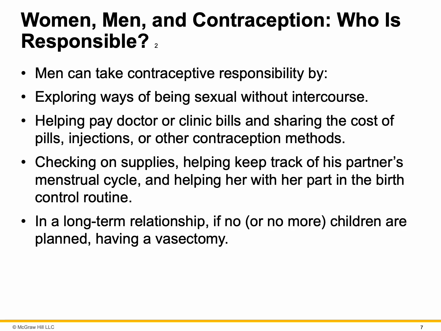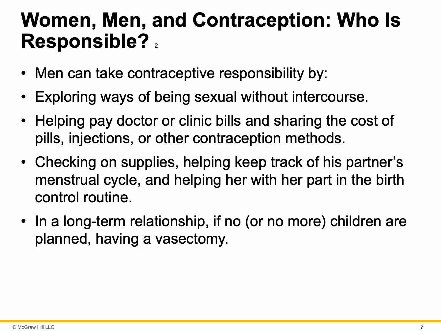There are a number of ways that men and other partners can take contraceptive responsibility in the relationship. So these include exploring ways of being sexual without intercourse. So this could include mutual masturbation, oral sex, or the use of sex toys. We talked about all these different things in a previous chapter.